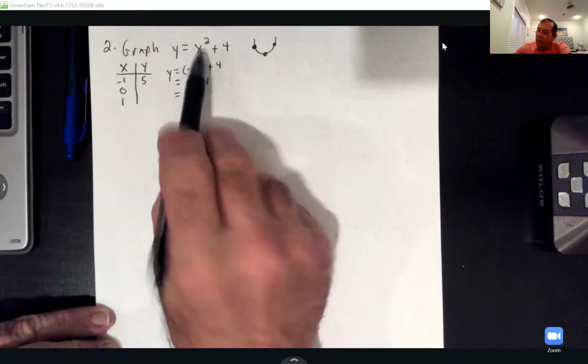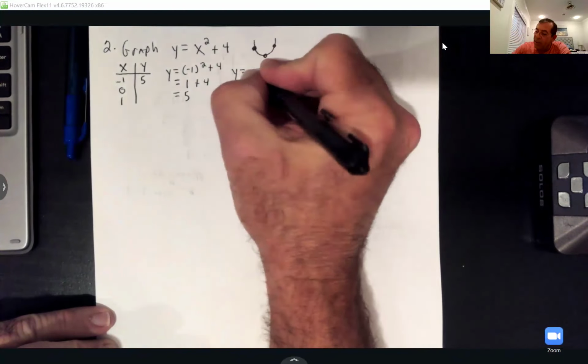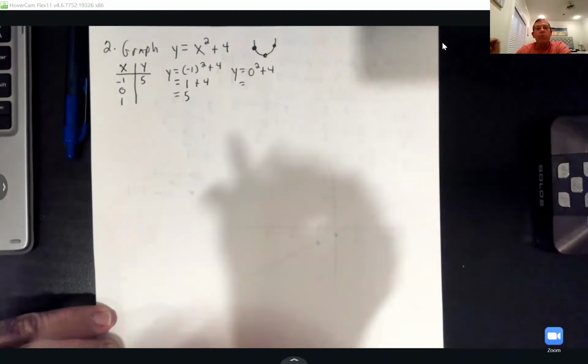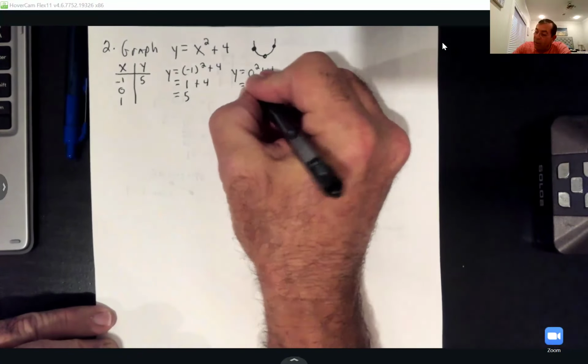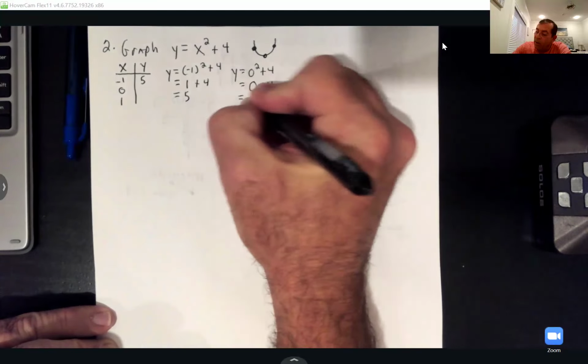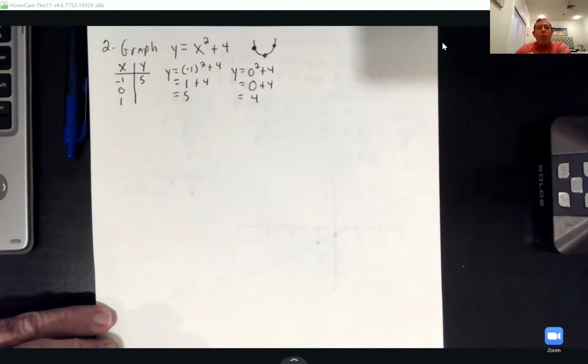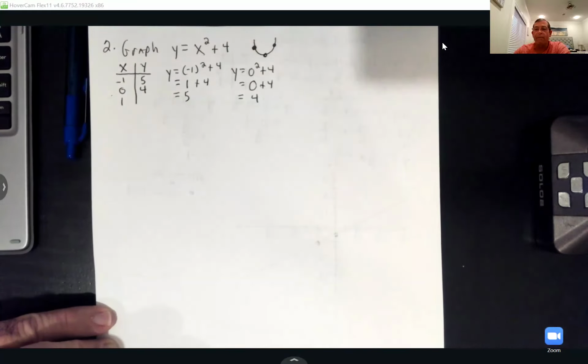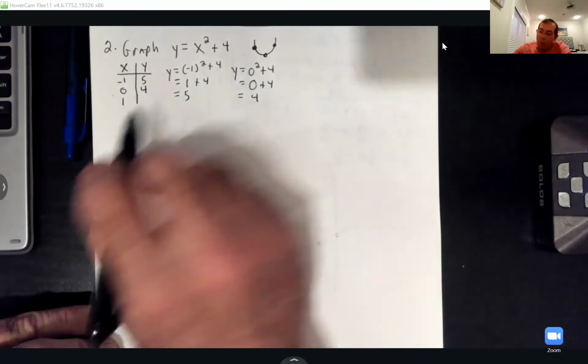So now I'm going to use 0 in for that x. So that'll give me 0 squared plus 4. Well, 0 squared is 0 plus 4, which gives us a 4. So when x is 0, y is 4. And then I'm going to plug in my 1.